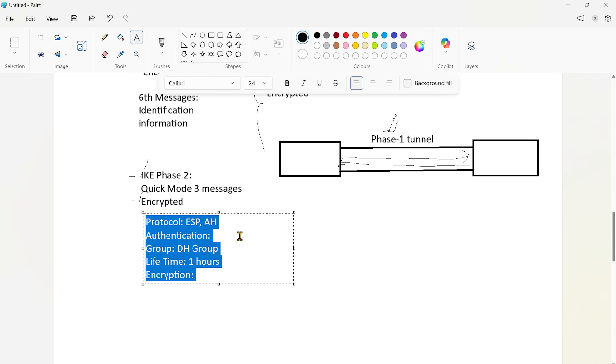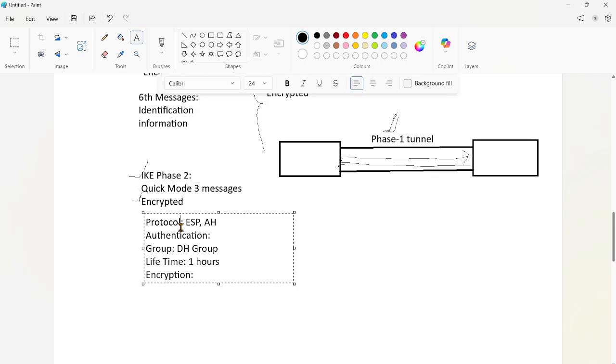If the phase 2 tunnel does not form, our actual data will not flow between your branch offices. So if you want to form phase 1 and phase 2 tunnels, every parameter that we have configured should match on both sides. If any parameter is not matching, the tunnels will not form, and our data will not be initiated.